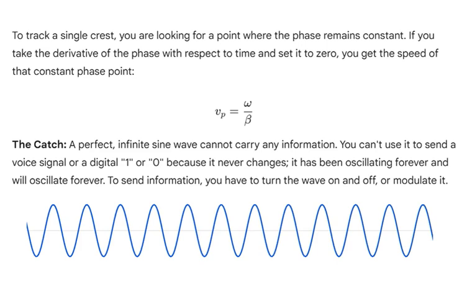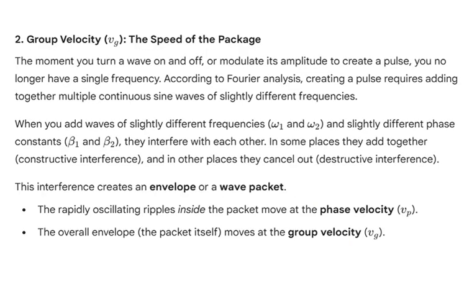The catch: a perfect infinite sine wave cannot carry any information. You can't use it to send a voice signal or a digital 1 or 0 because it never changes. It has been oscillating forever and will oscillate forever. To send information, you have to turn the wave on and off or modulate it. 2. Group velocity, Vg, the speed of the package.